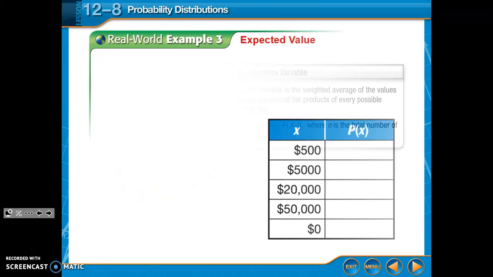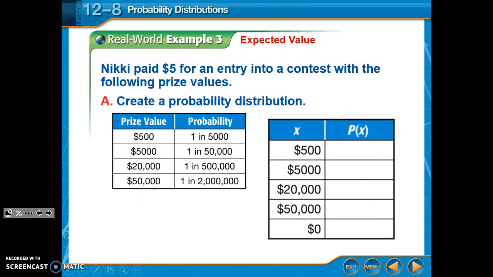Okay, so let's do this with a little bit more complicated things. The first thing we have to do is make a probability distribution. In this case, we have the probability more as a fraction, 1 in 5,000. In order to get this into a number, I'm going to do 1 divided by 5,000. And I get 0.0002, like that.